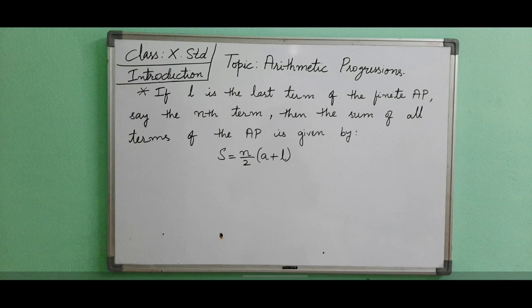What is the next concept here? If L is the last term of a finite AP, say the nth term, then the sum of all terms of the AP is given by S equals n by 2 into (a plus L). So what it is giving here is, if the series is a finite series and we need to find the sum up to the last term.